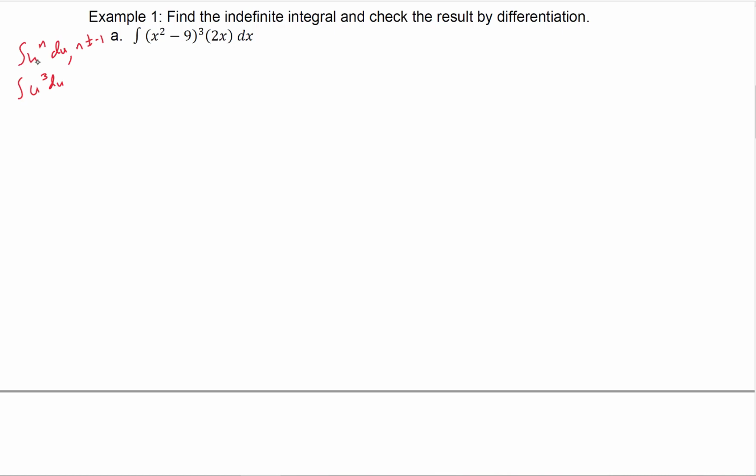So we want to be thinking about the integral of u to the third du in this case. The easy way to think about what's going to be your u is to think of it the same way you would think of the inside function for the chain rule. So we're going to let u equal our inside stuff, the stuff being raised to a power. So we let u equal x squared minus 9.